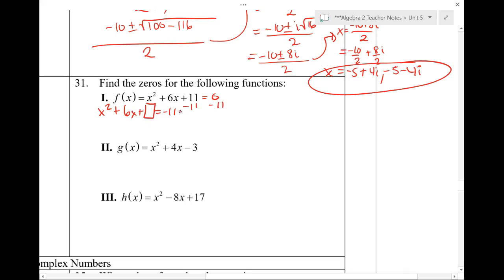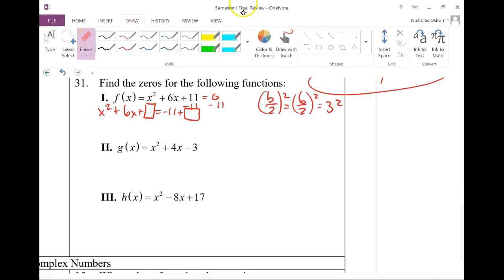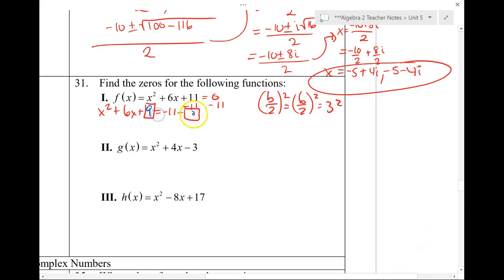And remember, if I add whatever I added when I complete the square, it goes both on the left and the right. Remember, to complete the square, b over 2 squared. And in this case, it is going to be 6 over 2 squared, which ends up being 3 squared, which is 9. So now it'll be 9 here and 9 here.